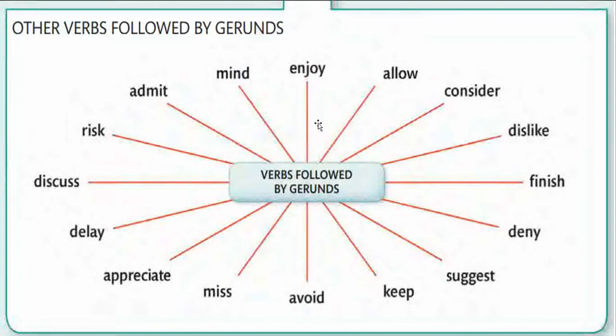Let us take these words down in a notebook and let us begin reading from the 12 o'clock position. I'll go in the clockwise order. Enjoy walking, allow swimming, consider asking, dislike looking, finish asking, deny doing, suggest studying, keep asking, avoid stumbling, miss boarding, appreciate going or replying, delay asking, discuss playing, discuss watching, risk.